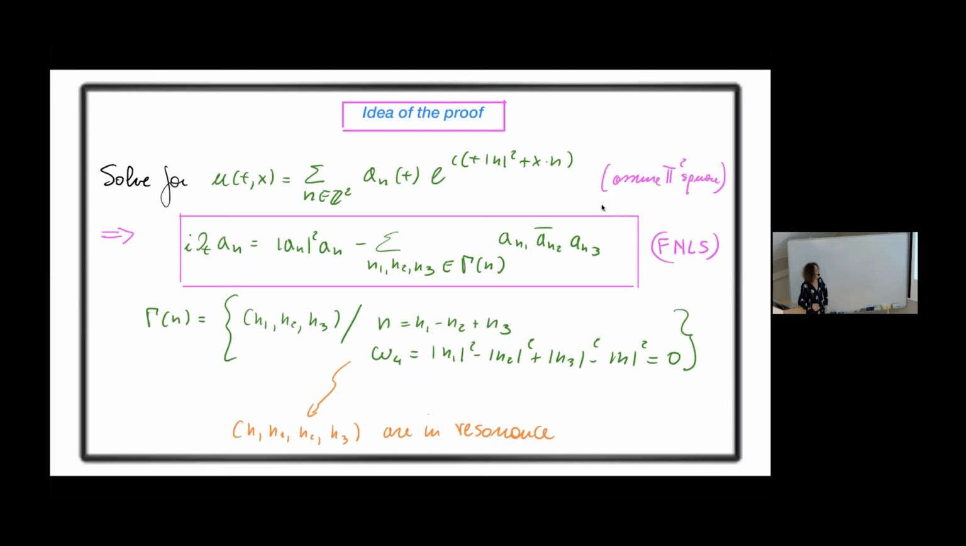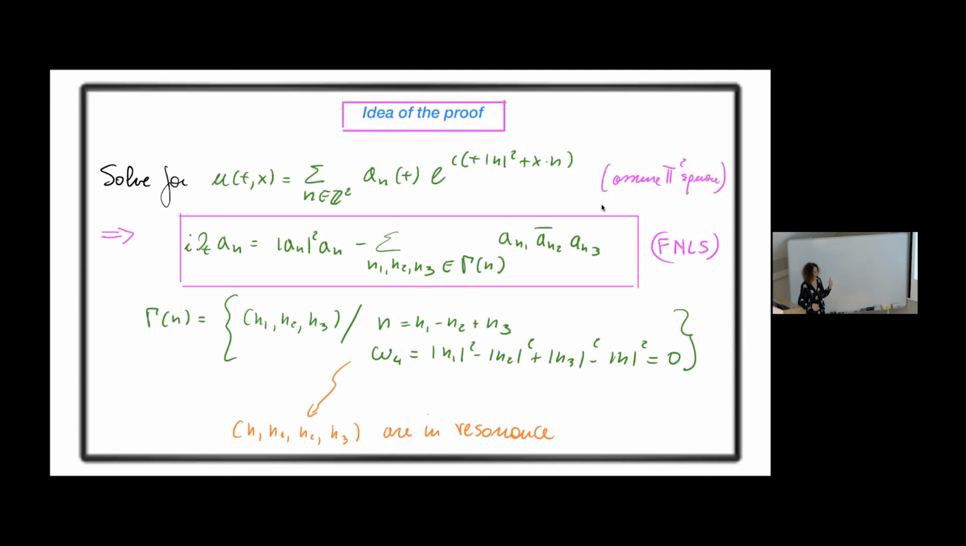And here, since we are trying to prove that something grows, our intuition tells us, well, maybe we should look at frequencies that are in resonance. And that's what's written here. So you have an output n, and that's given by the interaction of n1, n2 and n3. These are three waves interacting, giving us n. And the restriction is n = n1 - n2 + n3.